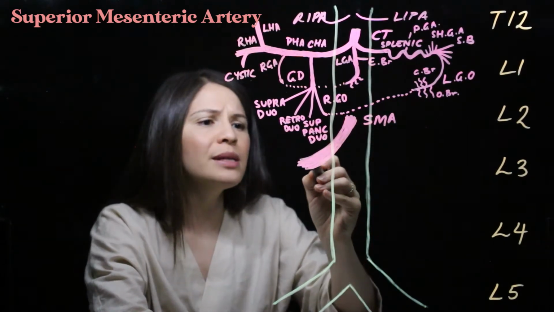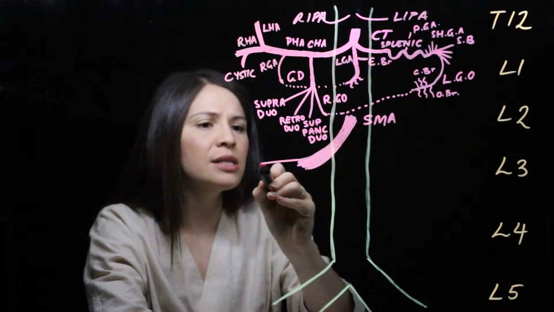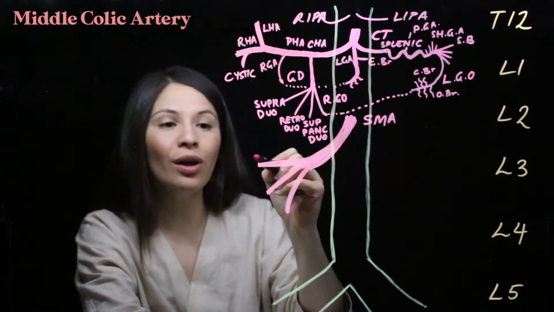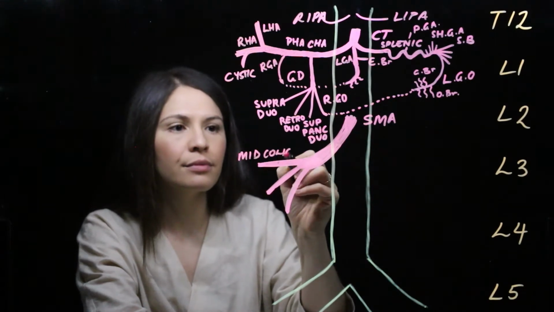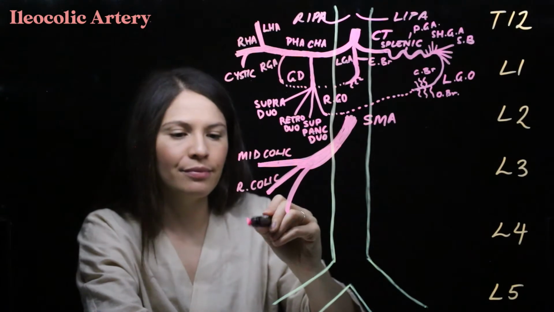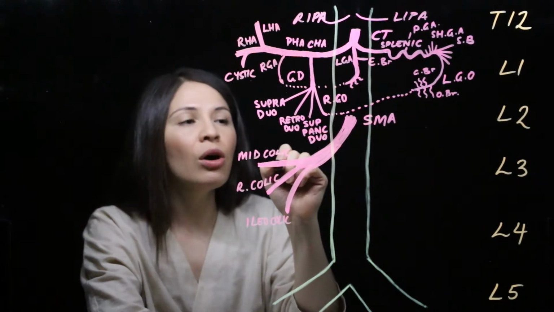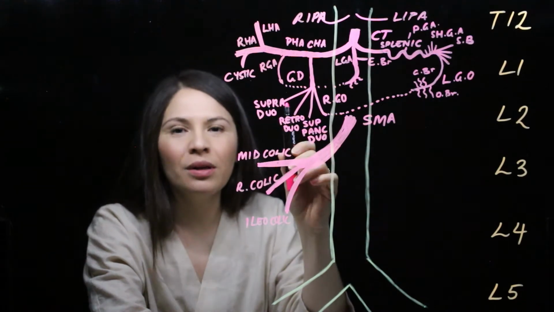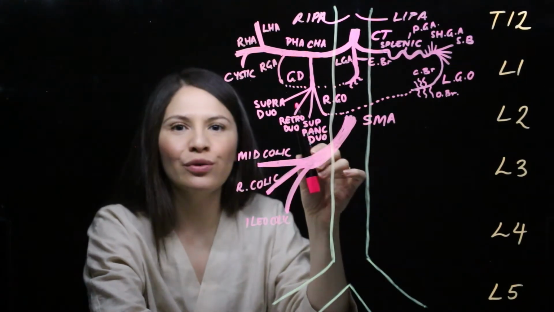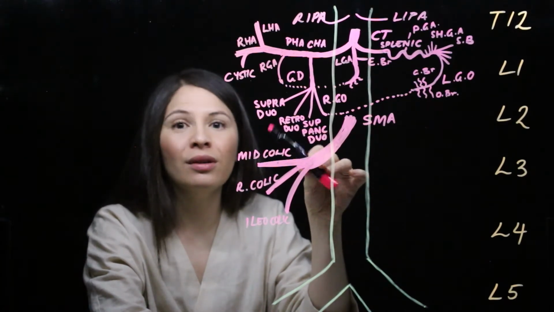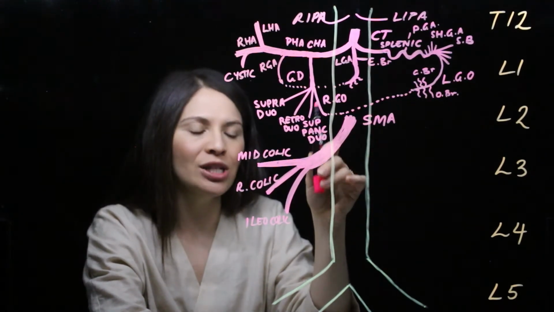So the superior mesenteric artery has three main branches, and these are the middle colic, right colic, and the ileocolic. So the mid-colic artery is going to run upwards and then supply half of the transverse colon, so the right-hand side. This is going to sometimes include the hepatic flexure of the large intestine.